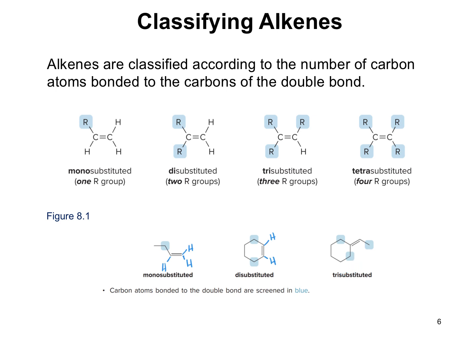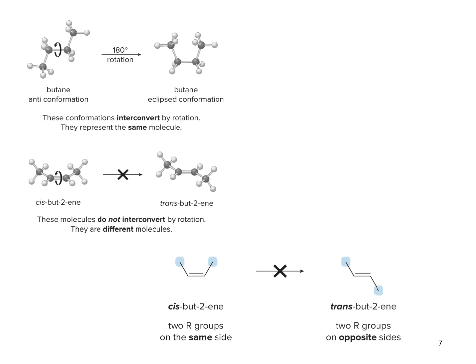Now, remember, rotation around the double bond is restricted. And because rotation around the double bond here is restricted, we can end up with cis and trans isomers. And so when we look at cis and trans isomers, I want you to look at these 2 molecules.